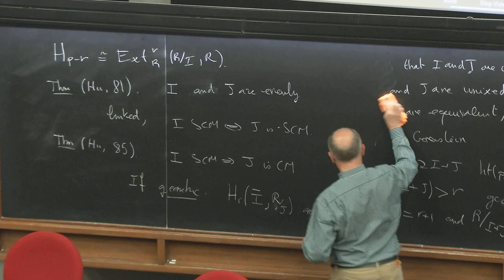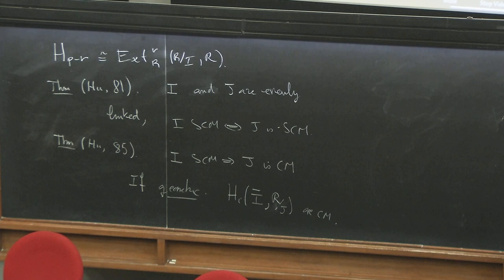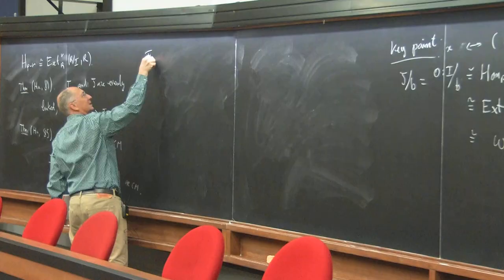And now we'll pass to residual intersection. We have seen yesterday the definition of residual intersections, but we recall that. So the second part will be about residual intersections.